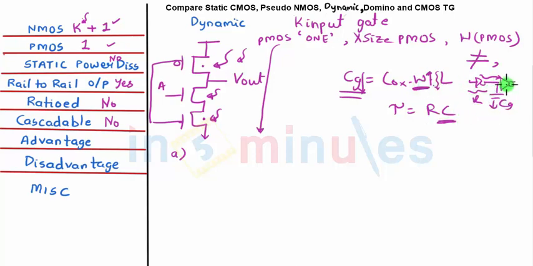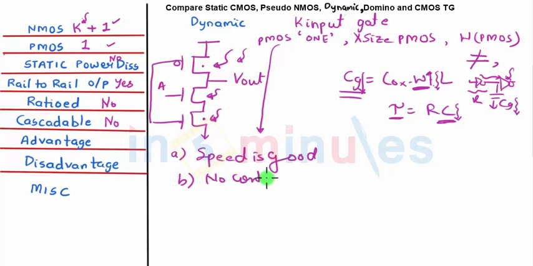Now if this is a dynamic inverter, then C_G is less, so tau would be less, that means the delay is less, so speed is good in case of dynamic circuits, correct? No contention problem, no direct path from VDD to ground, so no contention problem like pseudo, correct?